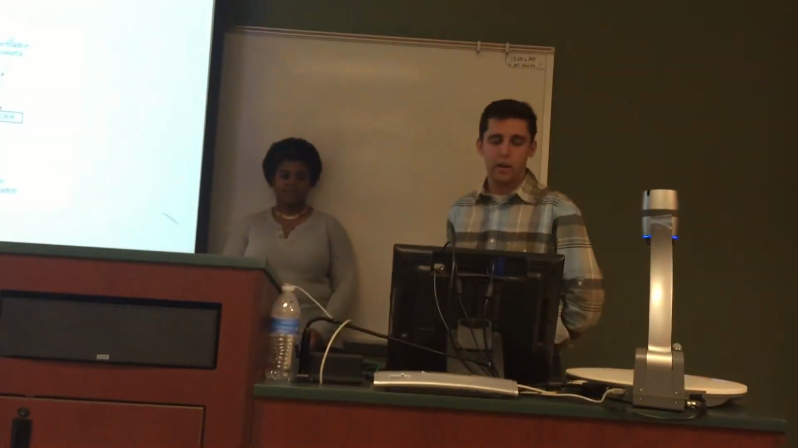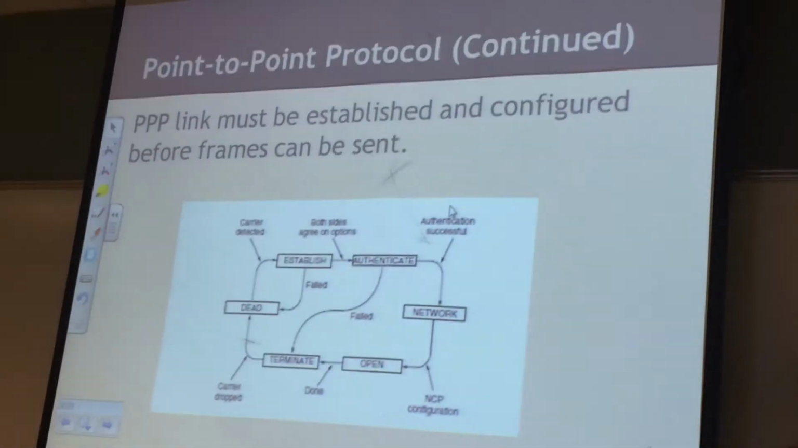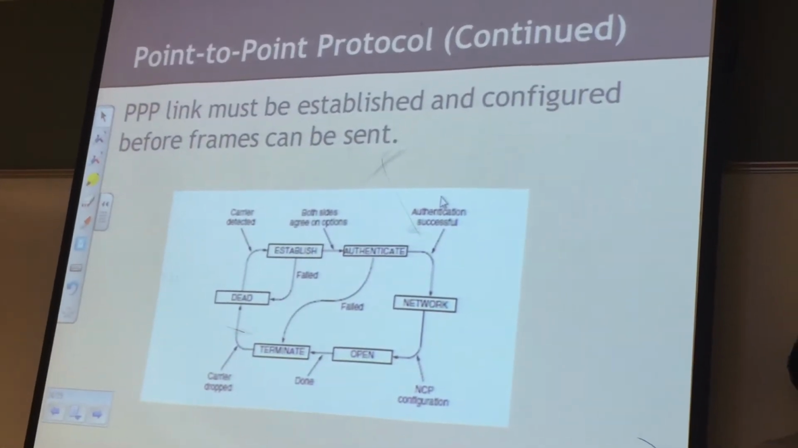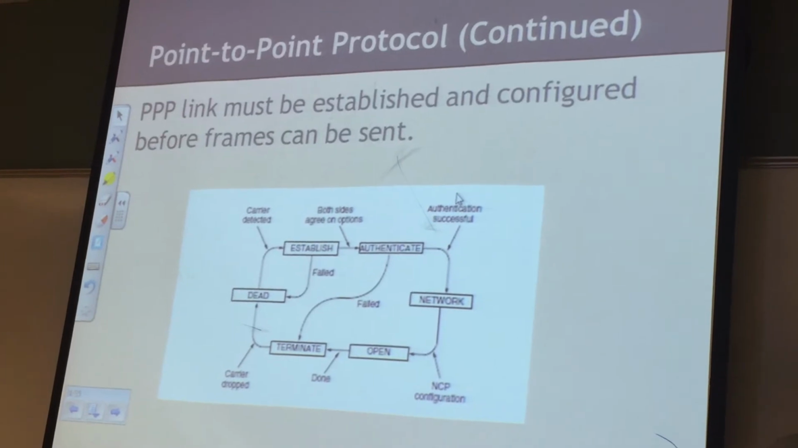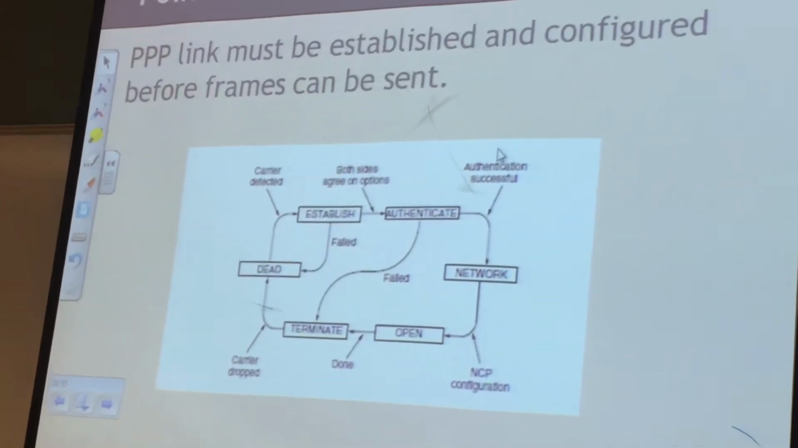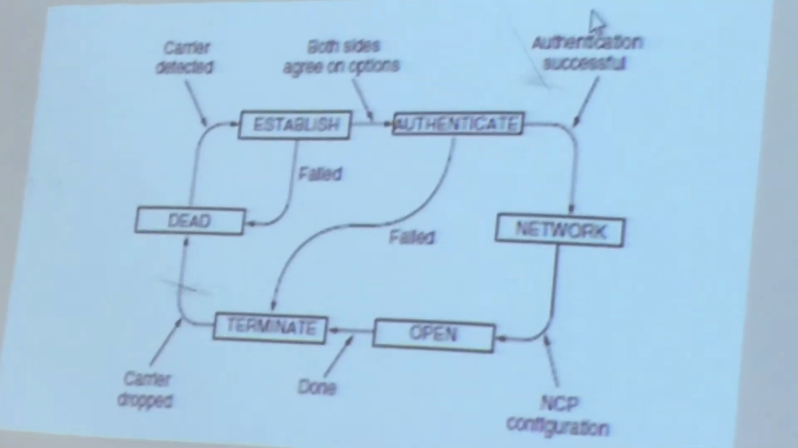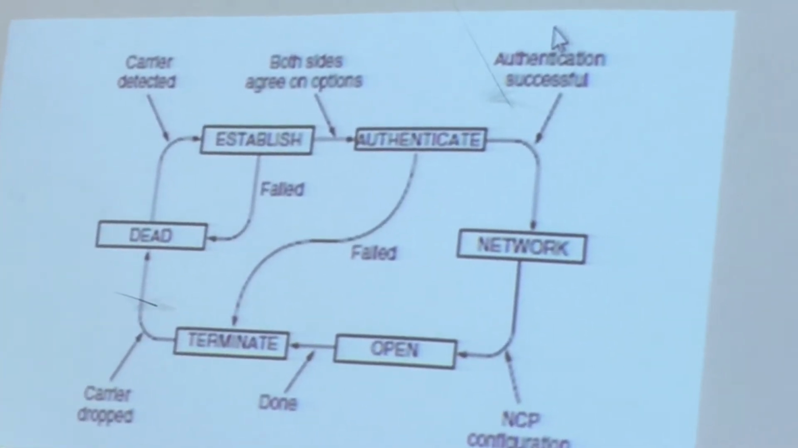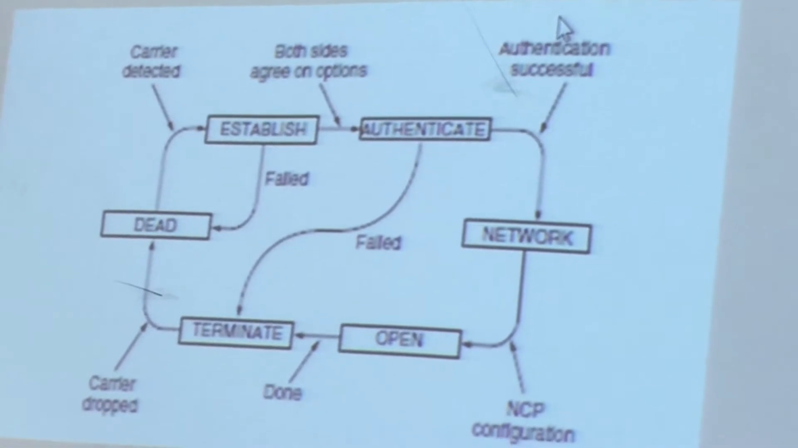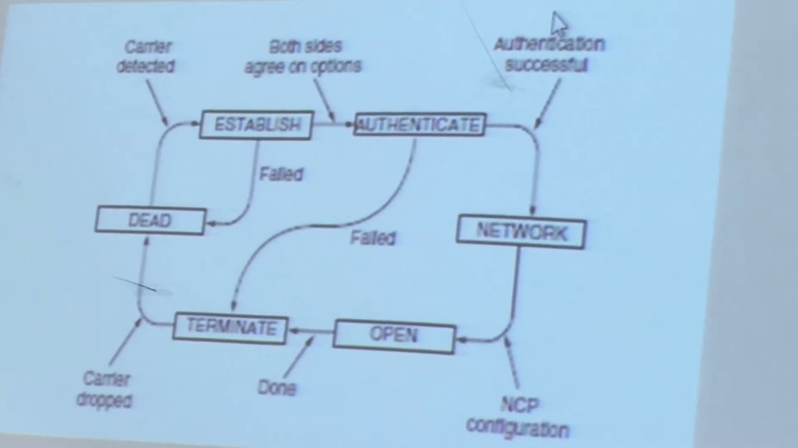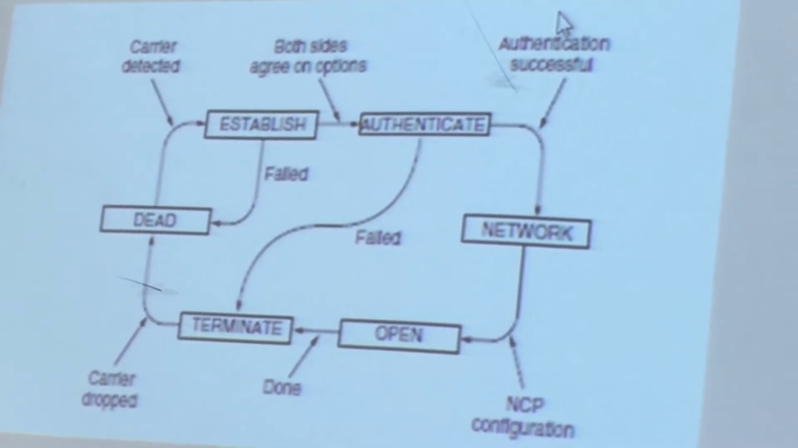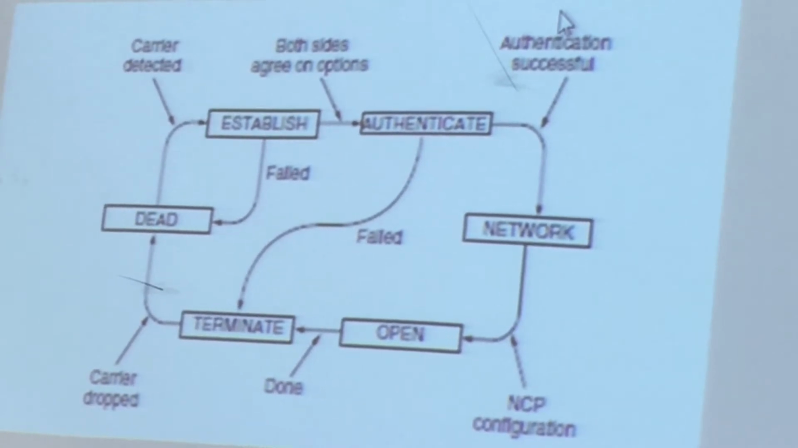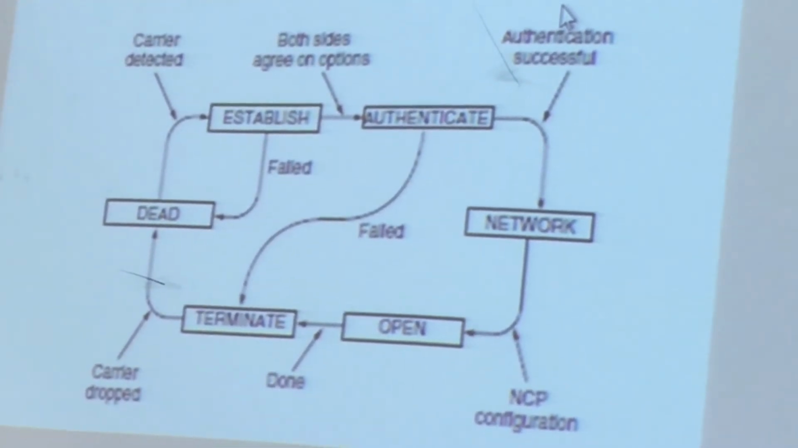Okay, so this is an example of point-to-point protocol and how it works. Whenever you first start off, you're originally dead. What you want to do first is establish a connection with another node that you want to connect to. If you fail to connect to the next node, you're still dead, so you loop right back to where you were. But if you do establish a connection with the other one, then you need to authenticate your connection. If you fail the authentication, you go straight to terminate, which kills the connection, and then you go back to being dead.